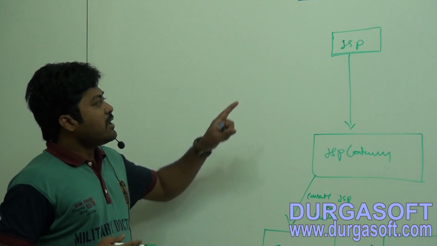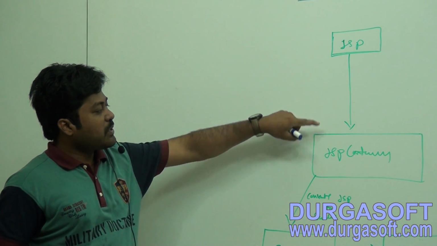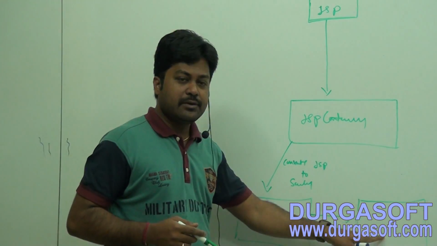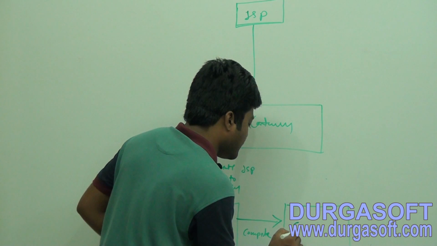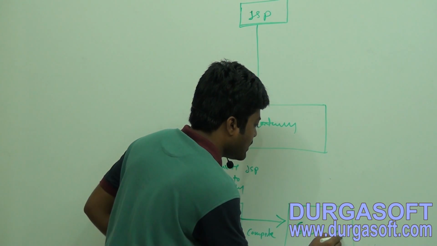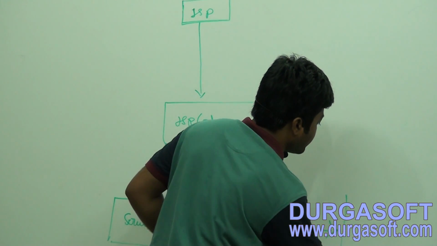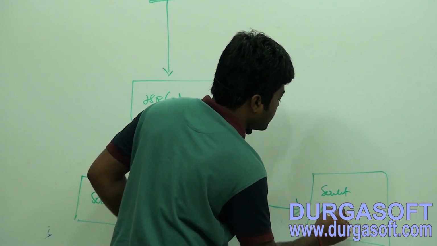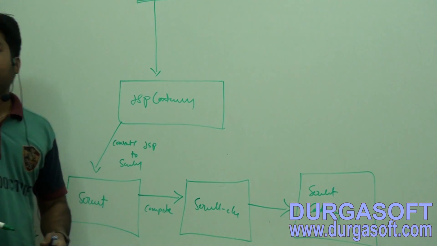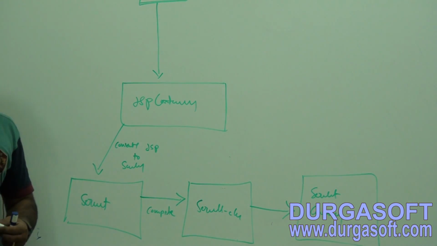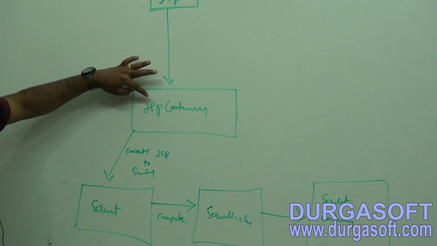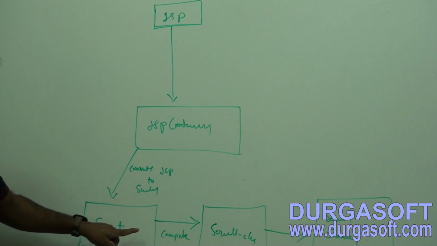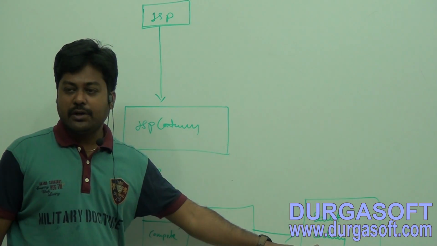So if you write a JSP page, the JSP container will first convert it into a servlet. Then that servlet will be compiled to a servlet class. Then it will load the servlet into the servlet container. When you try to load it into the server, the JSP container will first convert it into a servlet, then compile it, and finally load it into the servlet container.